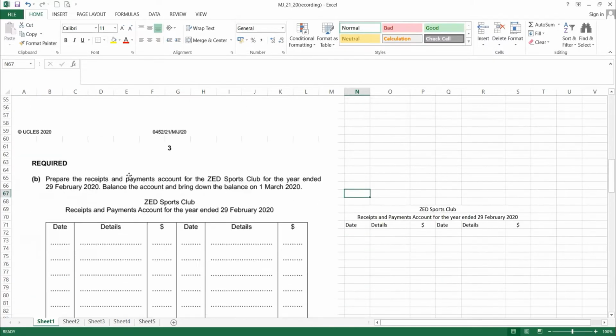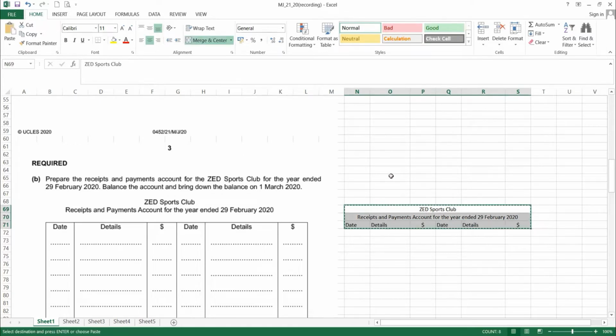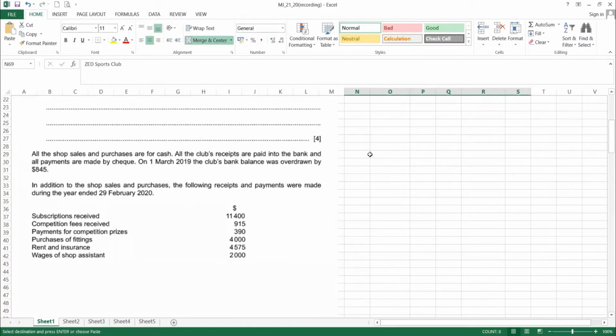Okay, prepare the receipt and payment account for Z Sport Club for the year ended 29 February 2020. Balance the account and bring down the balance on 1st March. So I just copy this one up to here so that it's easier to do the account.